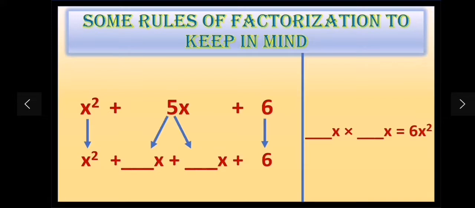Okay, the first term is x square and third term is 6, so we have to think of two numbers whose product is 6x square. So this is the second rule.